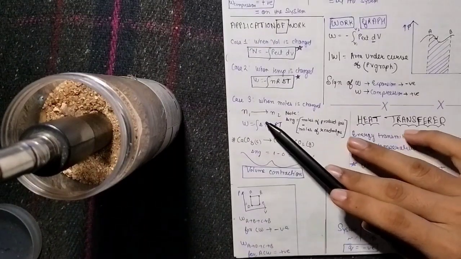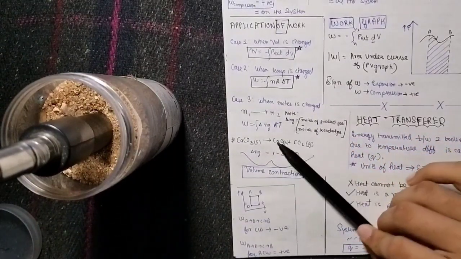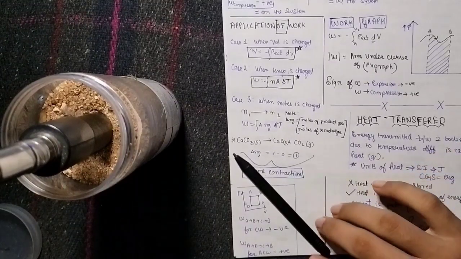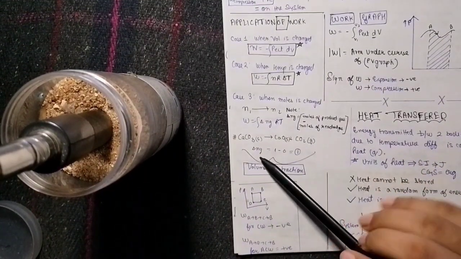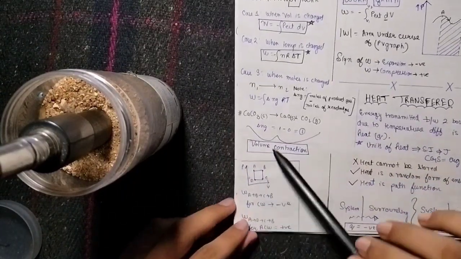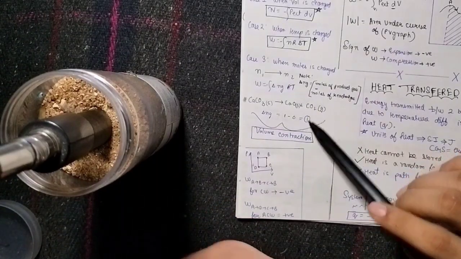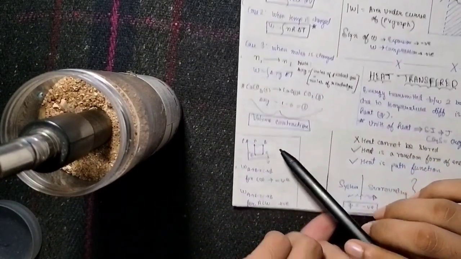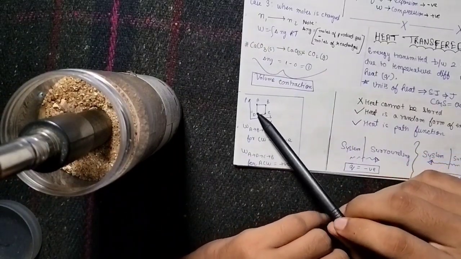When moles change, we note Delta Ng: moles of product gas minus moles of reactant gas. For CaCO3 giving CaO plus CO2, Delta Ng is equal to 1 minus 0, which is equal to 1. This is a volume contraction, as shown in the graph.